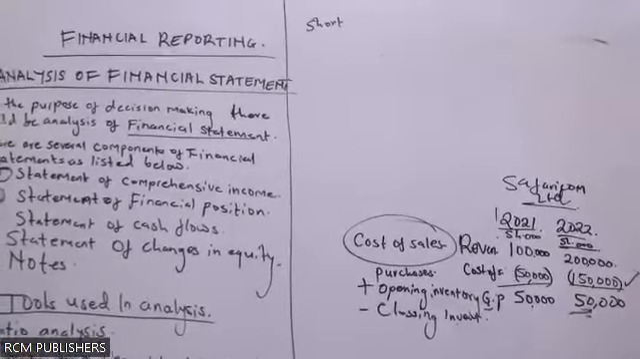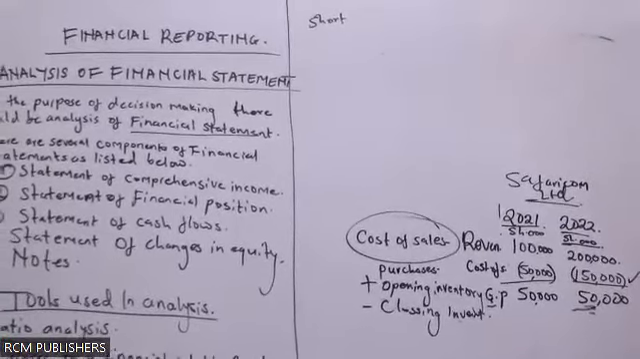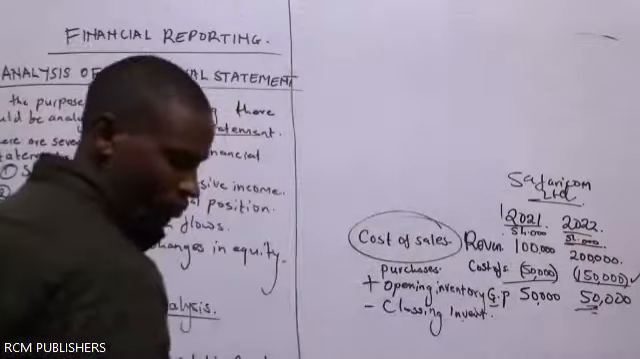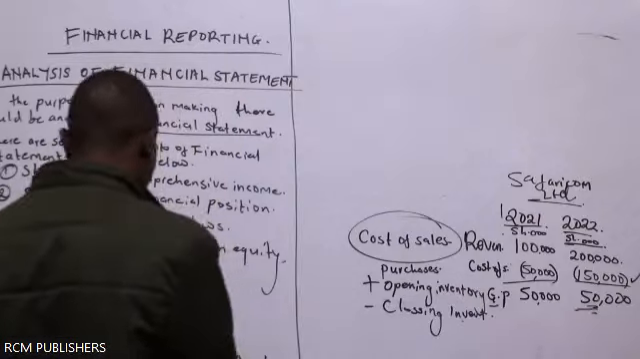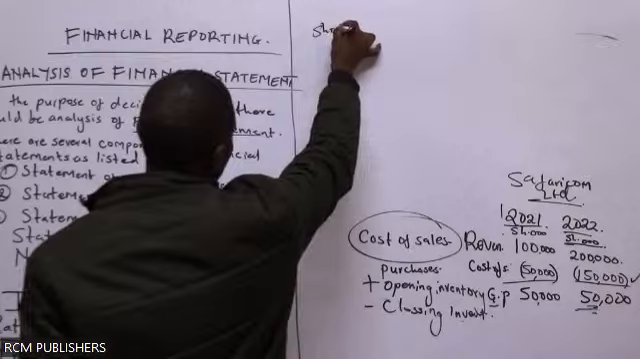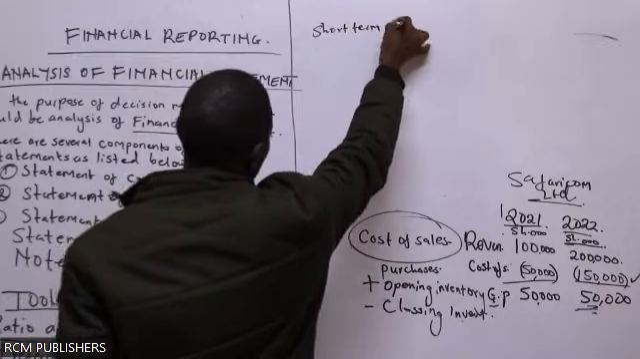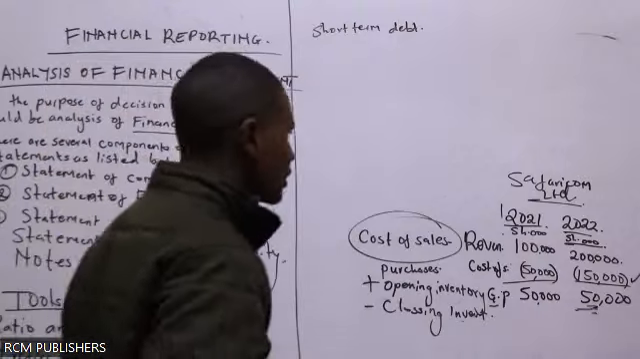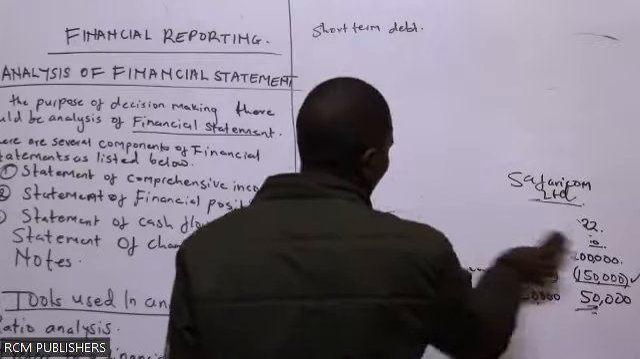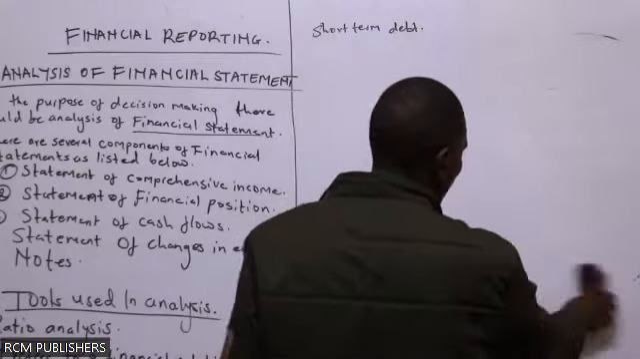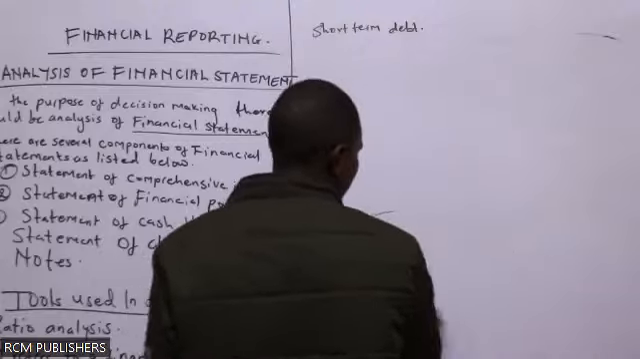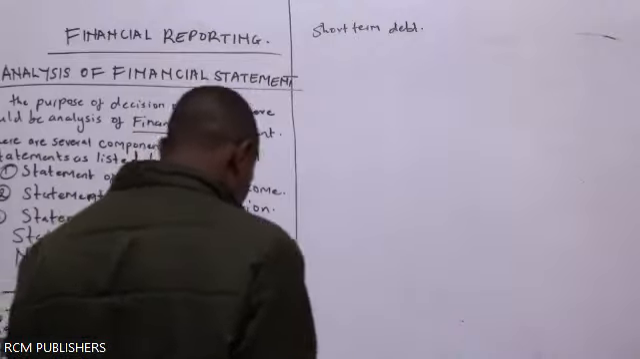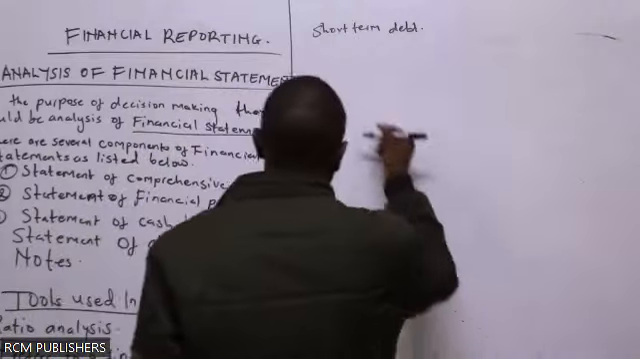All right, I think that is in order. To pay its short-term debts. So when you hear of liquidity, we are talking about the ability of a company to pay its short-term debt. Then we have efficiency ratios.